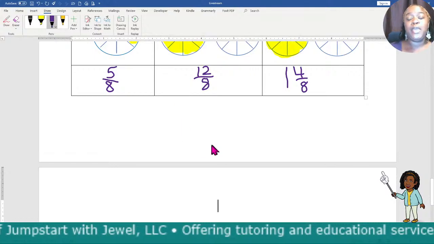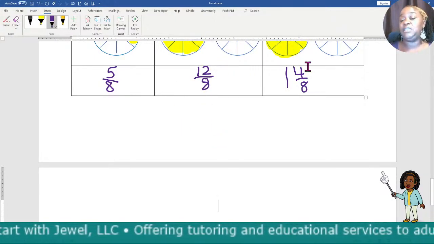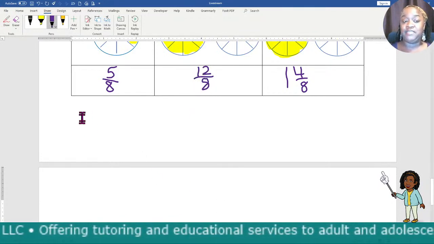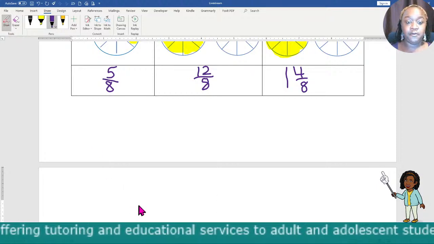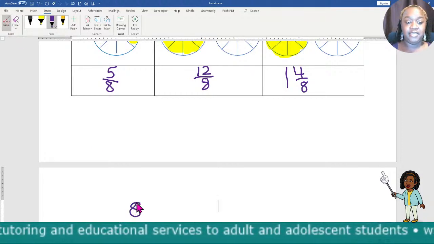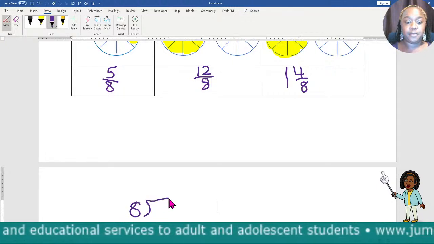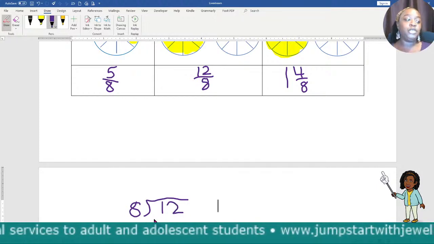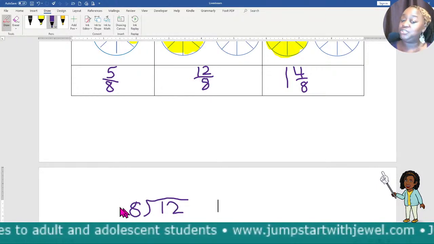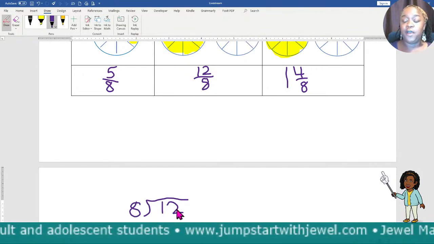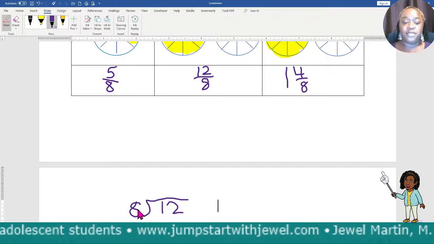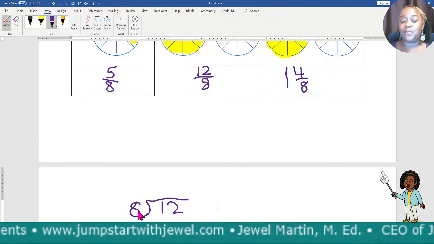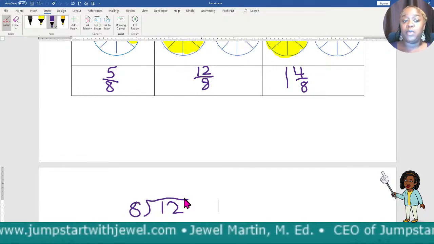So in order to turn an improper fraction into a mixed number, you have to divide. You would actually turn this fraction into a division problem, and we'll do it here. All right, 12 divided by 8. So if you remember division, 8 is your divisor, and 12 is going to be your dividend. So if you know your multiplication facts, how many groups of 8 can you make out of 12? How many times will 8 go into 12? And it only will go in one time.